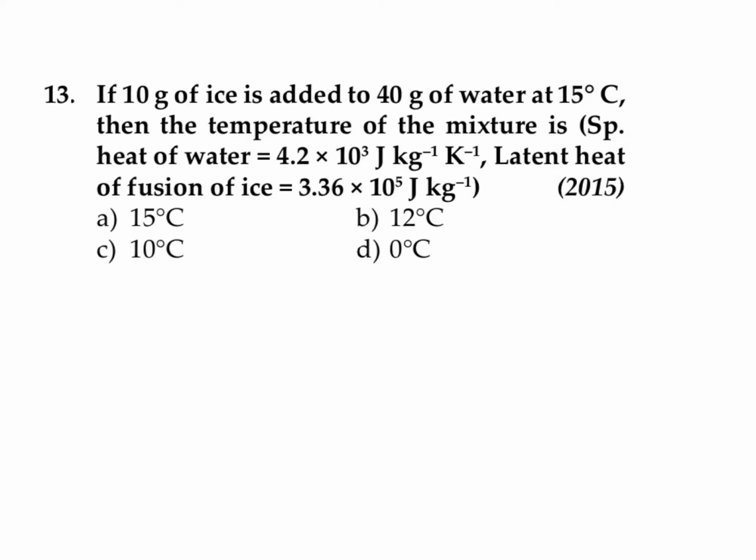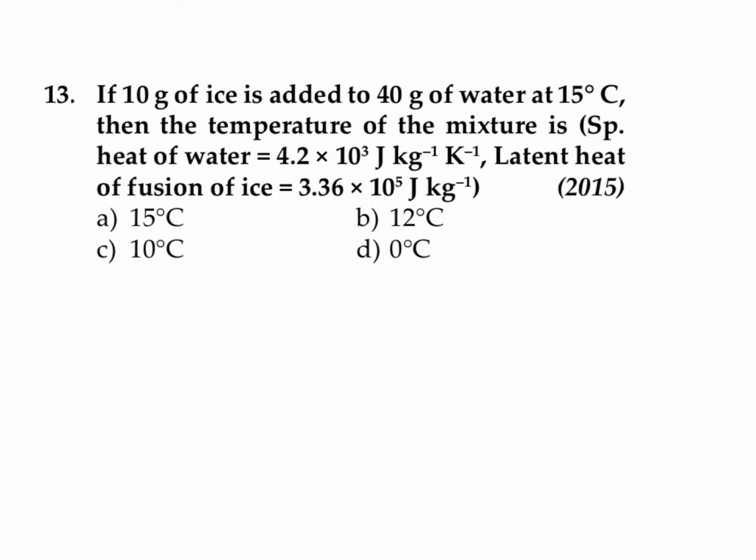In this question it is given that 10 gram of ice is added to 40 gram of water at 15 degrees Celsius. Then the temperature of the mixture is? The specific heat of water is given as 4.2 into 10 raised to 3, and the latent heat of fusion of ice is given as 3.36 into 10 raised to 5.